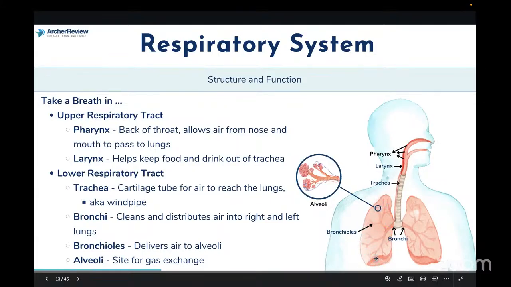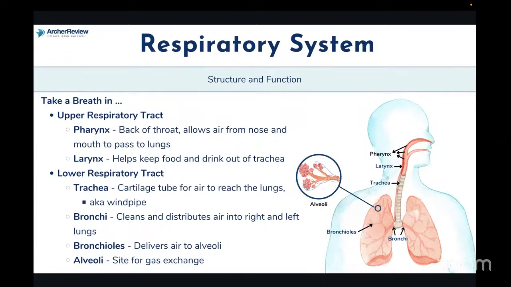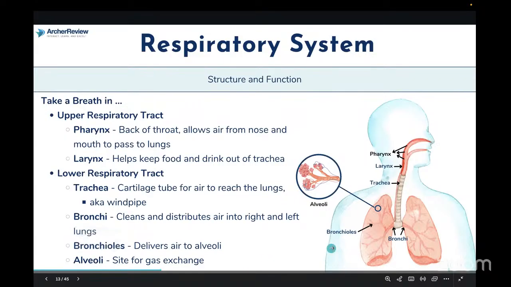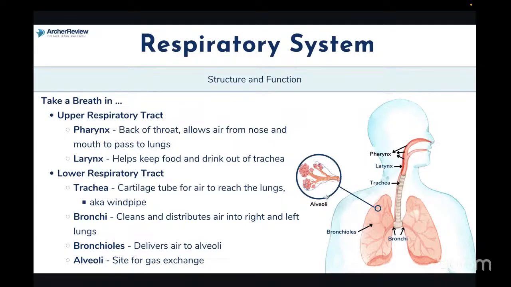Bronchioles' job is to deliver the air to the alveoli. That's our last stop on this pathway. Alveoli, and I've zoomed in on those alveoli here. This is the site for gas exchange. Here is where gas exchange happens in the alveoli.